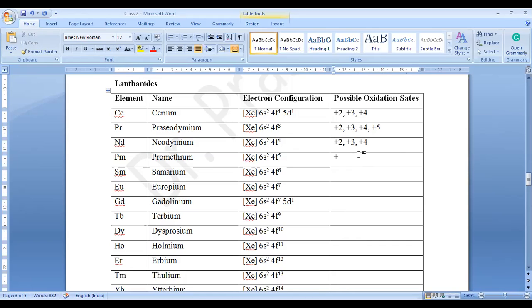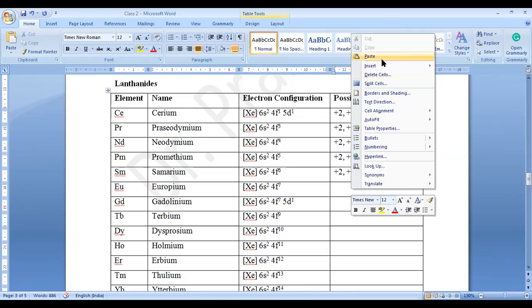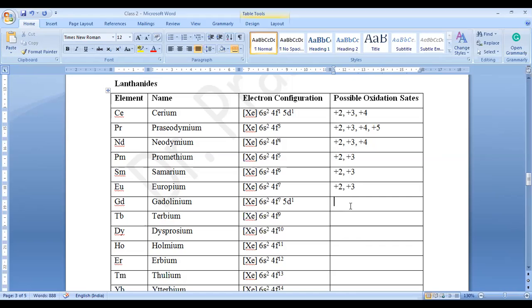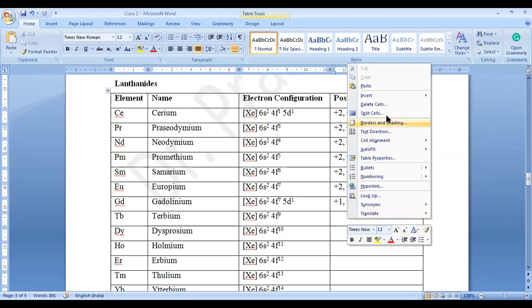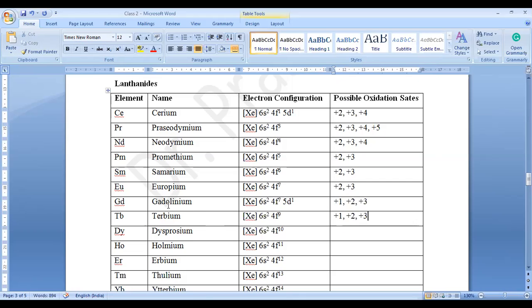Then Pm can have only plus 2 and plus 3 oxidation states. Okay, not plus 2 alone, it is plus 3 oxidation state. Then samarium can have plus 2 and plus 3 oxidation states, same thing. Then europium can also have the same. Then comes gadolinium, which can also have plus 2 and plus 3 oxidation states. In addition to that, even a plus 1 oxidation state is possible. Terbium has the same oxidation states as gadolinium.